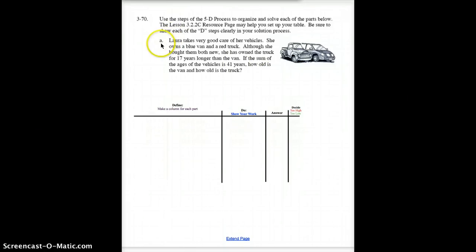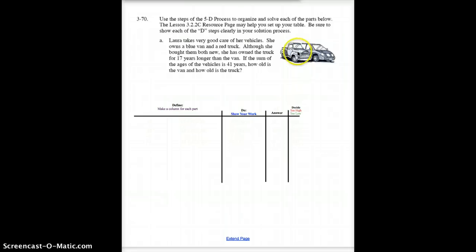I'm going right here to letter A. So we're on problem 70, letter A. Laura takes very good care of her vehicles. She owns a blue van. This one over here is a blue van and a red truck. I know they don't look blue and red, but they are. Although she bought them both new, she has owned the truck for 17 years longer than the van.